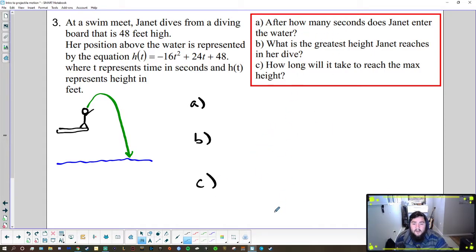So let's think about what's happening in this part A. In order for her to be hitting the water, she would hit right here. That would be when Janet enters the water. What is going to be the height of Janet when she hits that water? Well, when Janet hits that water, she has a height of 0.